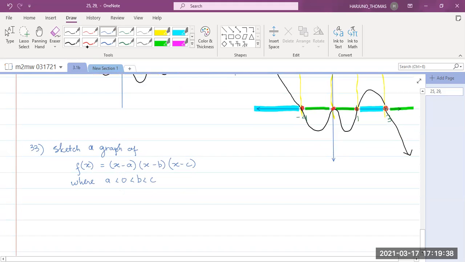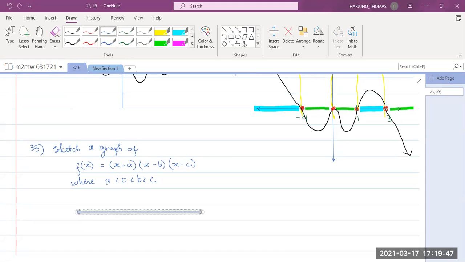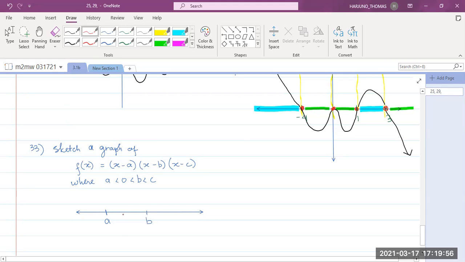Okay, so let's do the sign graph first. The critical numbers are a, which is less than 0, and b, which is greater than 0. So this will be our testing point later on. This is x equals 0. It's between a and b. Okay, and c is even to the right of b. Those are the critical numbers, right?